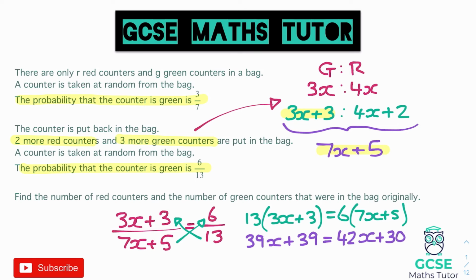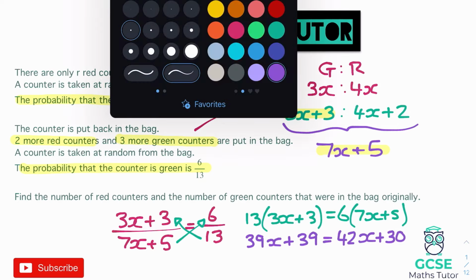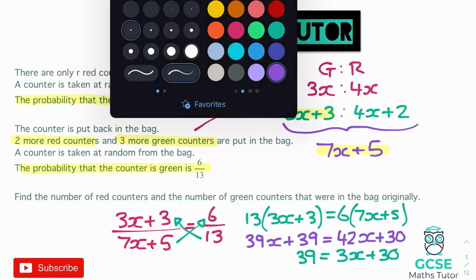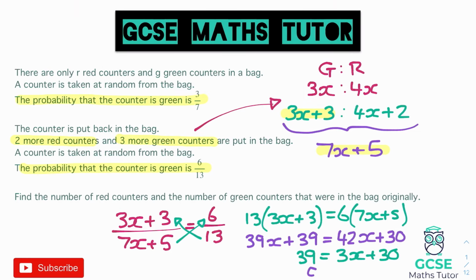There we go. So again, removing our smallest x from both sides here, just to solve this like a normal equation, we will remove 39x from both sides. So we've got 39 equals 3x plus 30. Now we can subtract 30 from both sides. So we get 9 equals 3x. And dividing both sides by 3, we'll get x is equal to 3.